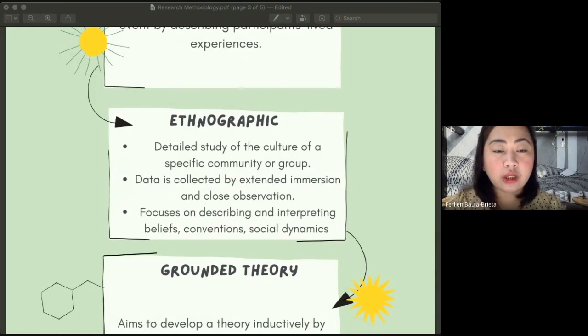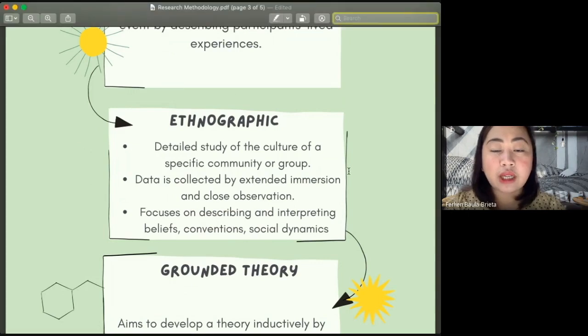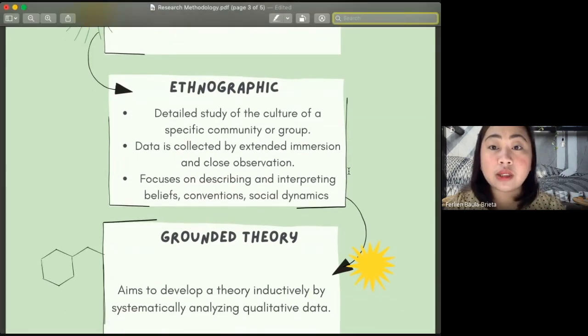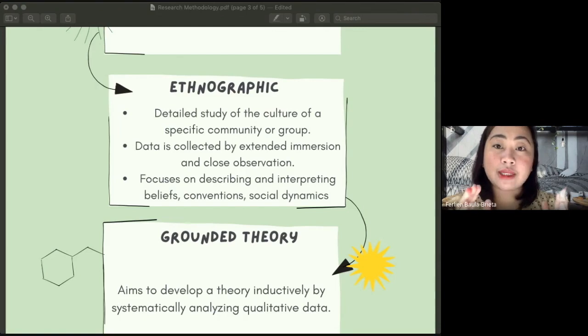The next one is our ethnographic design. Ethnographic design is a detailed study of the culture of a specific community or group. When you collect data, it needs longer exposure. It needs extended data gathering, or what you call immersion. Researchers go to the locality and immerse themselves for close observation. Also, it focuses on describing and interpreting beliefs, conventions, and social dynamics.